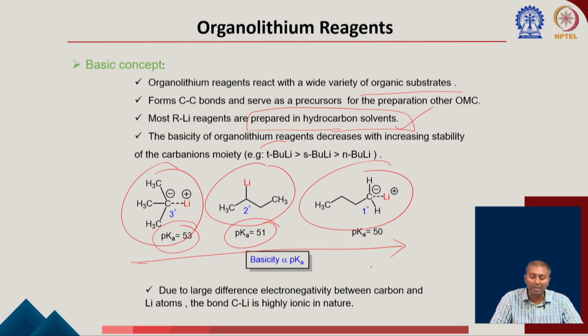You can see from the structure that this organolithium, tert-butyl lithium, is bulkier compared to n-butyl lithium, or if I can write methyl lithium here. That pKa is around 48. So what is happening in this direction? You can see pKa decreases. We know that if you have a base and the pKa decreases, that means the basicity is decreasing. So this way the basicity is decreasing from tert-butyl lithium to methyl lithium.